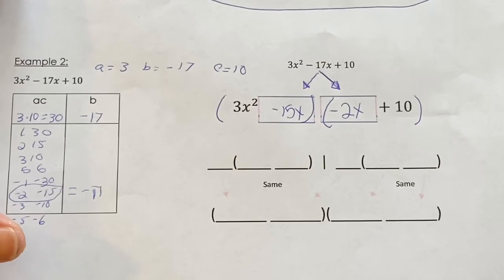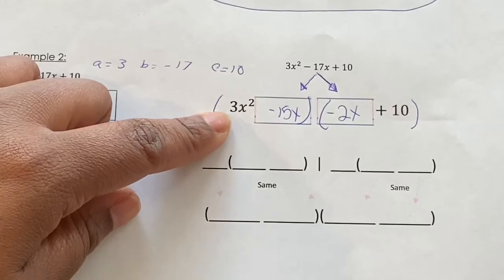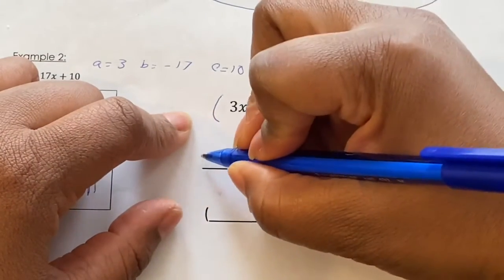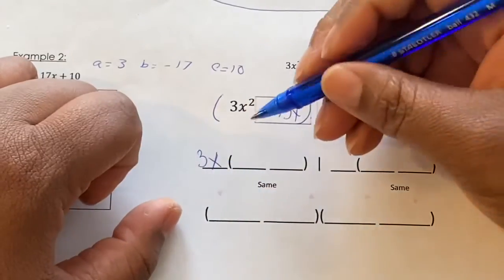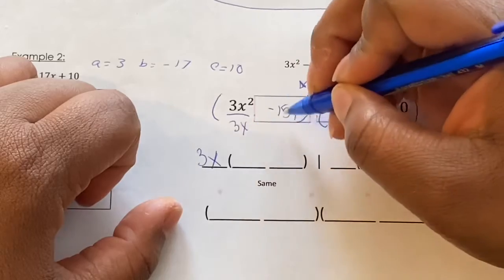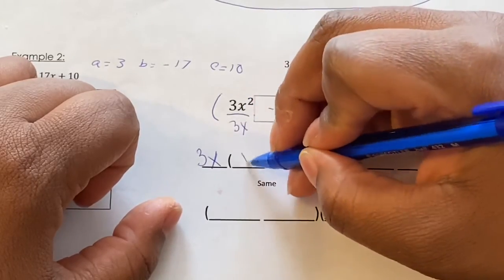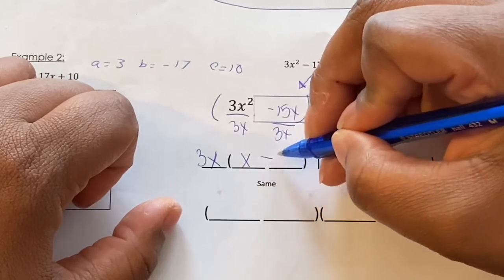Now I have to find the greatest common factor of 3x squared and 15x. Well, 3 is the greatest common factor in numbers. So I'm going to write 3, and then they both have at least one x, so it's going to be 3x. When I divide them both by 3x, I get 3x squared divided by 3x is x, and then negative 15x divided by 3x is going to be negative 5.